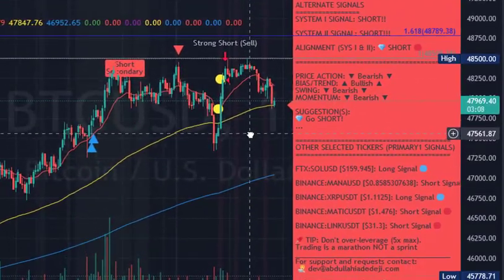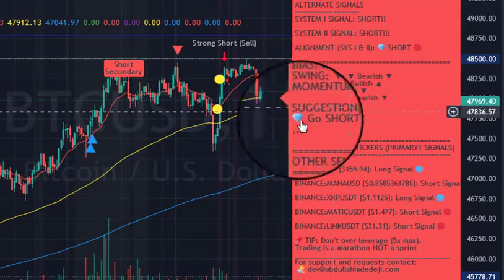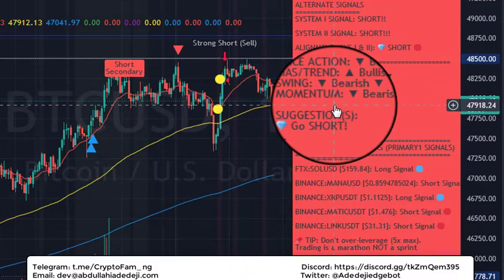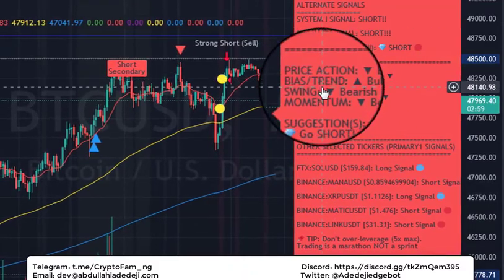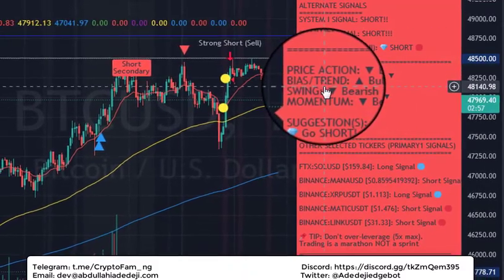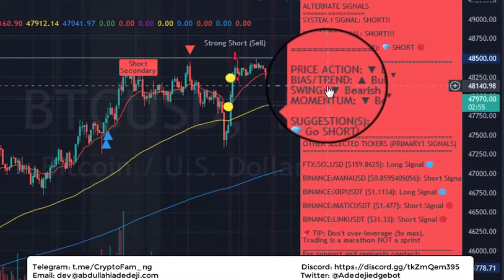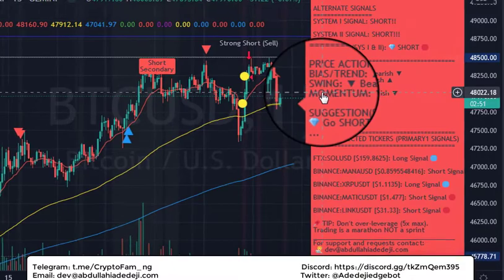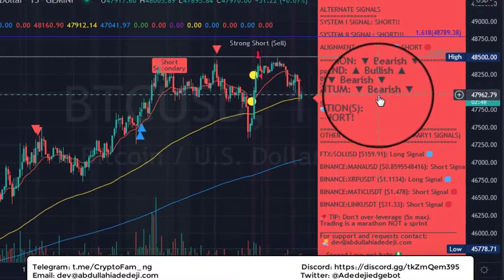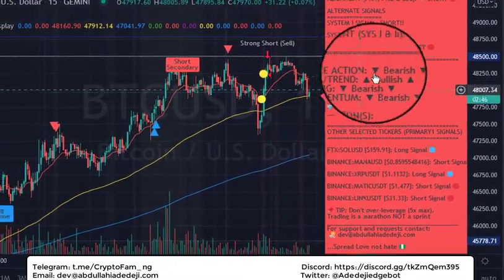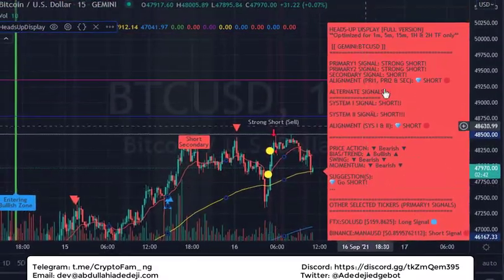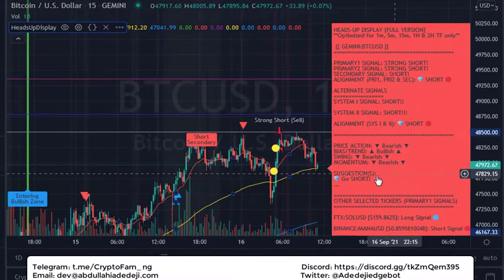Then the third part is price action. At this moment, price action is bearish. The buyer's trend is bullish, looks to be tending to bearish sometime soon. The swing is bearish and the momentum is bearish. And the summary of that is to go short. So now we have three different systems telling us short. Short here, and short here.